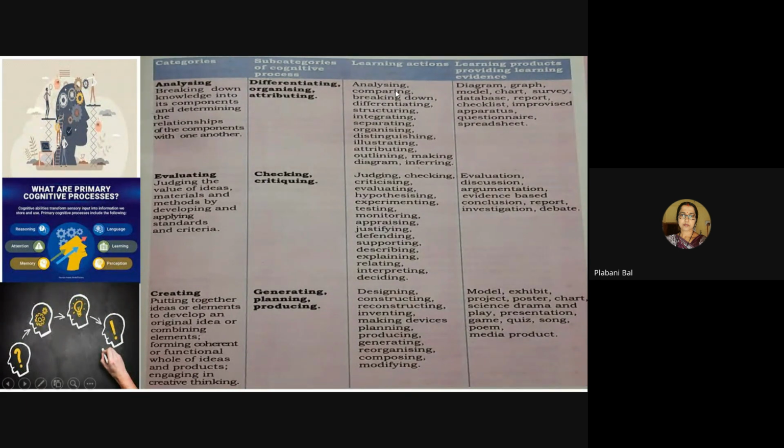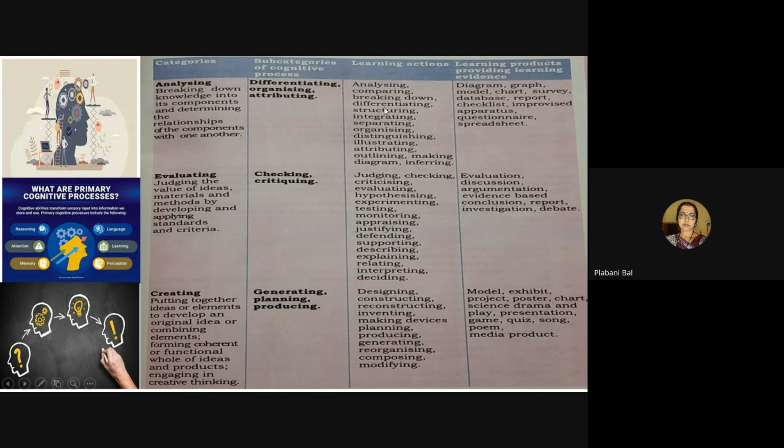Then learning action or action verbs you can use. The learners can analyze, that is, analyzing the components of this thing or that thing. Like this, you can take your action verb: comparing. If you are teaching reproduction in animals, they are comparing unicellular and multicellular, the difference, or comparing the reproduction in unicellular organism and multicellular organism. So this is comparing.